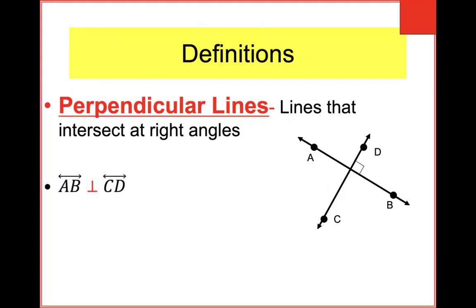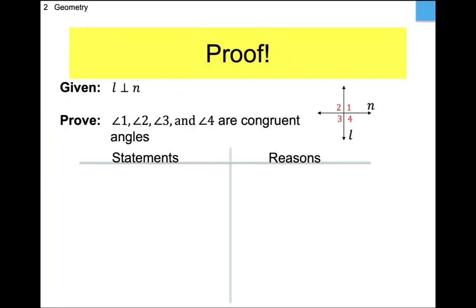Okay. We also have a symbol to show that lines are perpendicular. So let's see, I have line AB and line CD, and that upside down T is the symbol for perpendicular. Remember, perpendicular can apply to lines, rays, segments, or any combination.